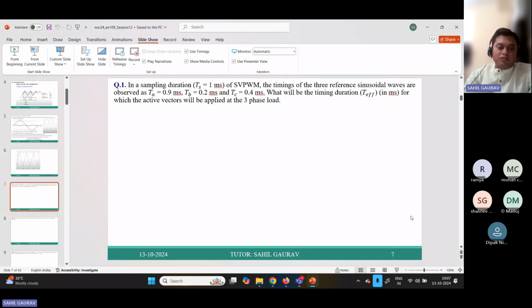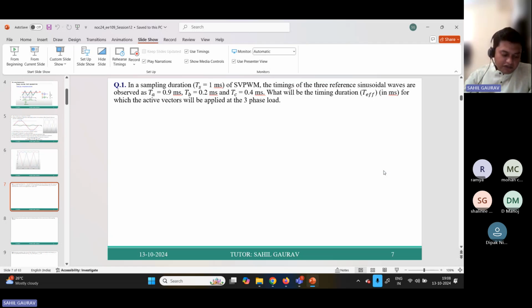So in this first problem, the sampling duration of 1 millisecond is given. The timings of 3 reference sinusoidal waves are observed as TA equal to 0.9 millisecond, TB equal to 0.2 millisecond, and TC equal to 0.4 millisecond. What will the time duration T effective be for which the active vectors will be applied for 3-phase load?